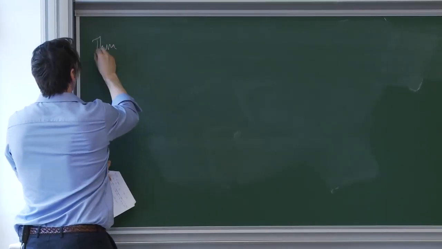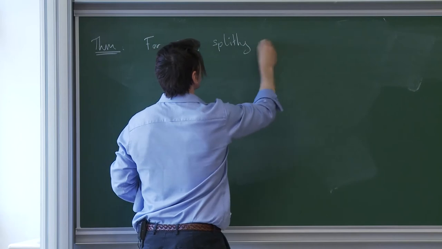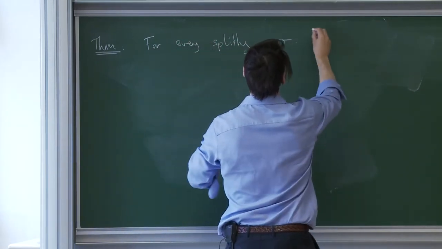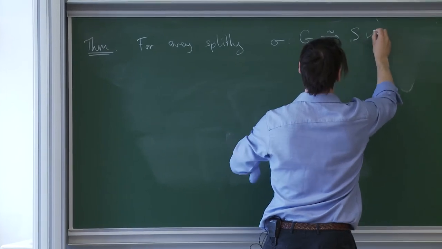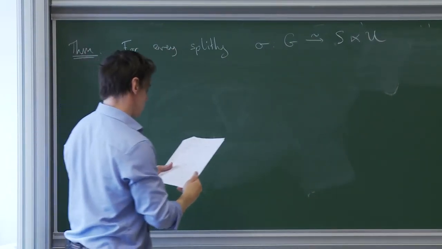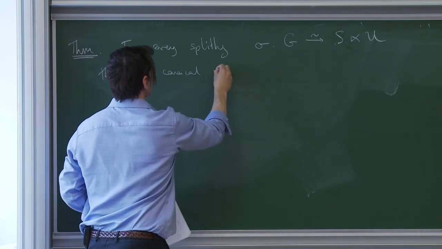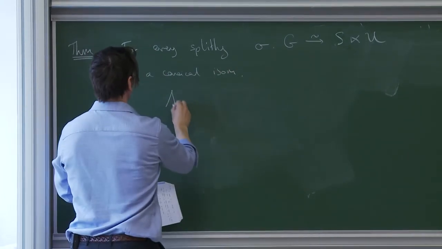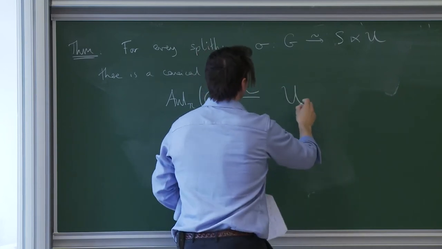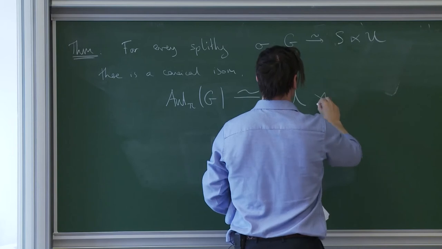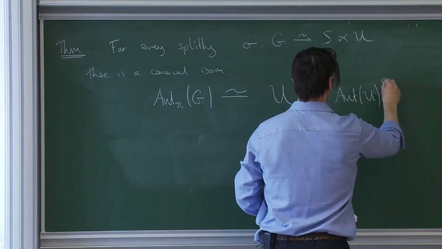So then the theorem is that for every splitting sigma of this, I make S act on the right, I think. For every splitting in this exact sequence, there is a canonical isomorphism of this automorphism group with U semi-direct, the S invariant of U, Aut U S invariants.